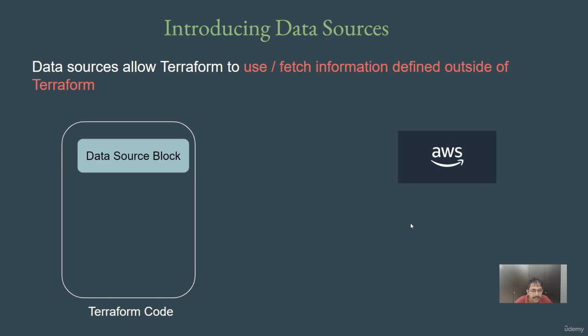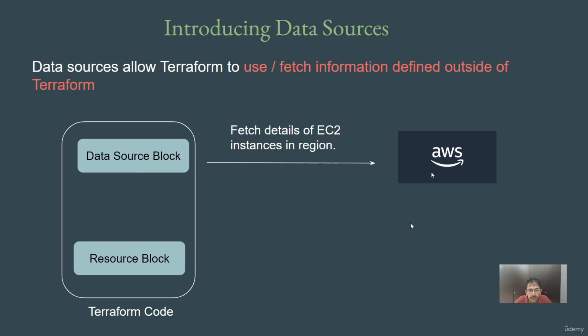In such a case, the data source block, depending upon what logic is being used, can go ahead and fetch the information from a specific provider. For today's example, depending upon the data source block that is being used, what is the logic? It is fetching the details of EC2 instances in the region. So whatever servers are running in a specific region in AWS, it will fetch that information. And after fetching that information, it will pass that information on to the resource block.